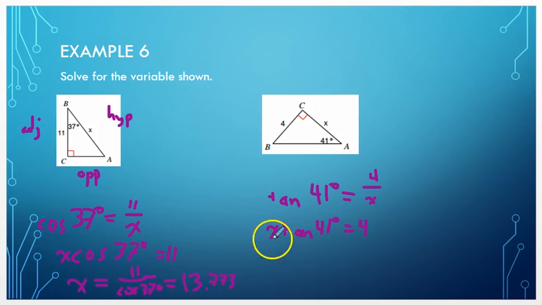And then I need to get the x by itself, so the opposite of multiplying by tangent of 41 is dividing by tangent of 41. So in the calculator, I'll be typing in 4 divided by tangent of 41 degrees. And for that answer, again, make sure you're still in degree mode because my angle is still in degrees. If I round this to 3 decimal places, I would have 4.601.